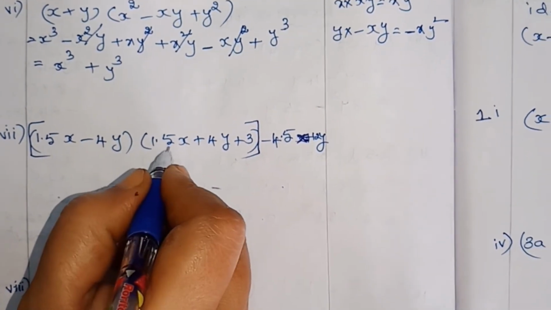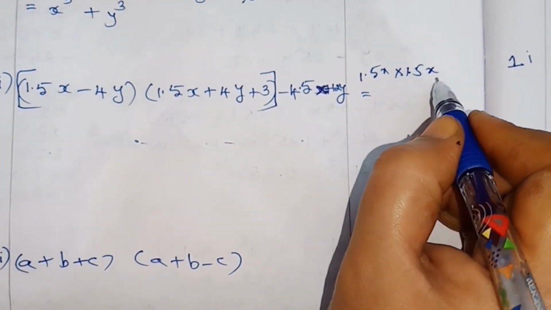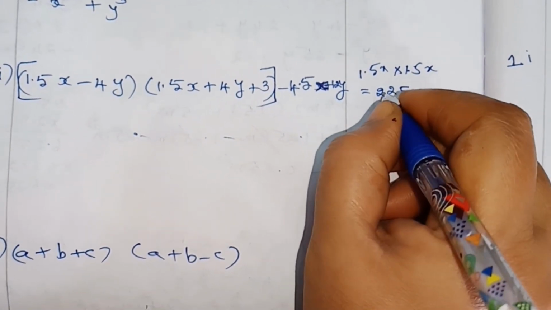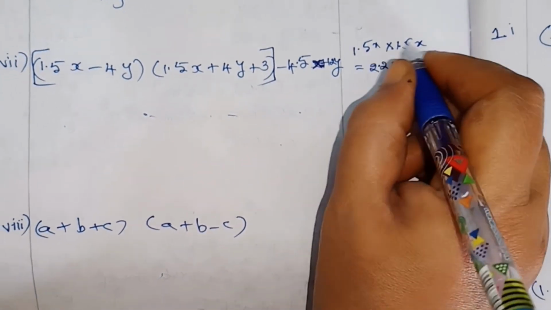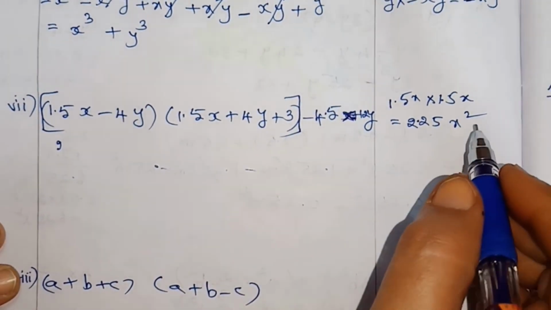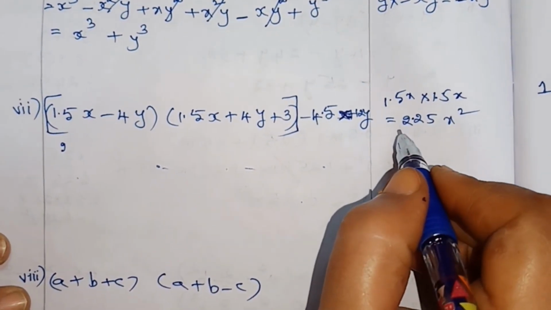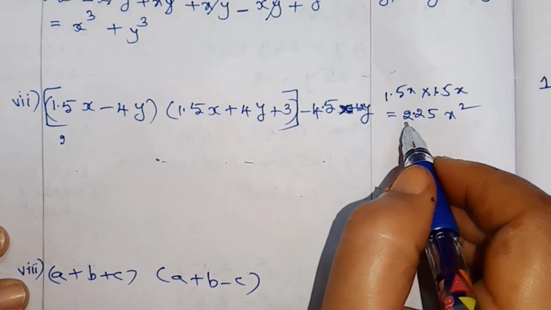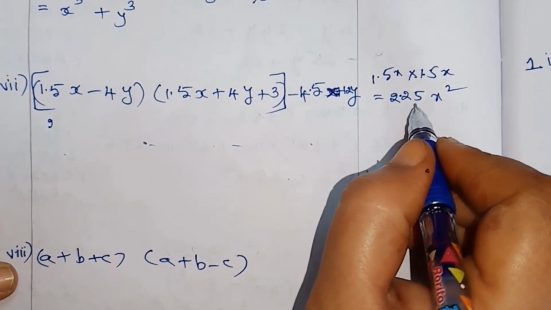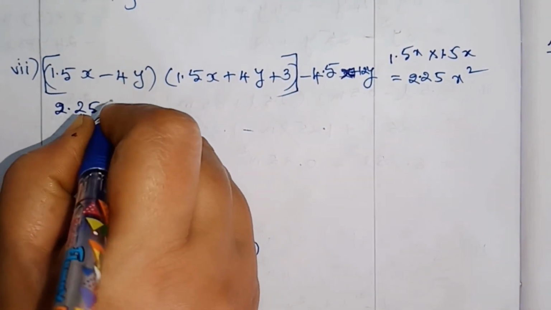1.5x into 1.5x. 15 15s are 225. Point moves 2 places, so it's 2.25. X into x is x square. So it is 2.25 x square.